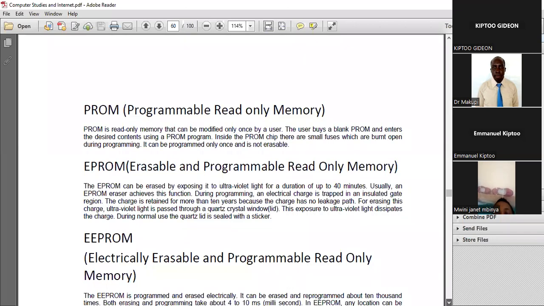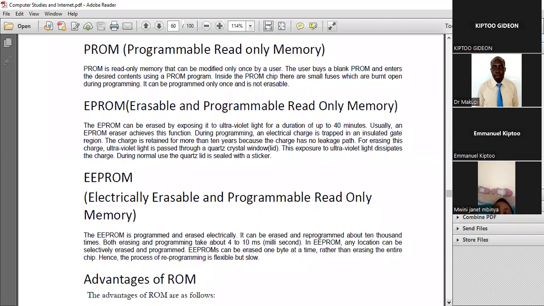The other one is EEPROM. I want to explain erasable and programmable read-only memory, and electrically erasable and programmable read-only memory. Now, the working of EEPROM is that it works on the analogy of trapping an electric charge in an insulated gate region. So when I trap an electric charge in an insulated gate region, it means an instruction. I don't trap an electric charge, 0. I trap an electric charge in an insulated gate region, it means 1, like that. So trapping an electric charge means putting in an instruction. So I trap an electric charge, it means 1.